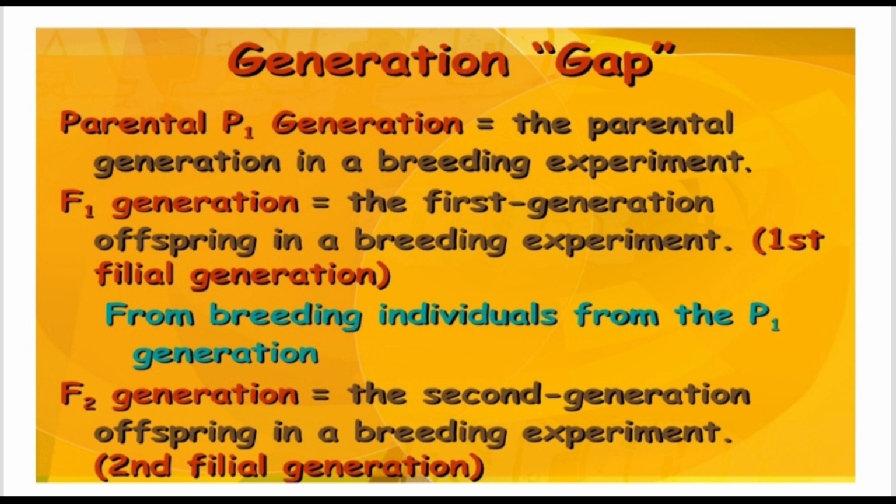Generations: the parental P1 generation. The parental generation is the start of a breeding experiment. The F1 generation is the first offspring in a breeding experiment, also called the first filial generation. F2 is the second generation of offspring in a breeding experiment, also called the second filial generation.